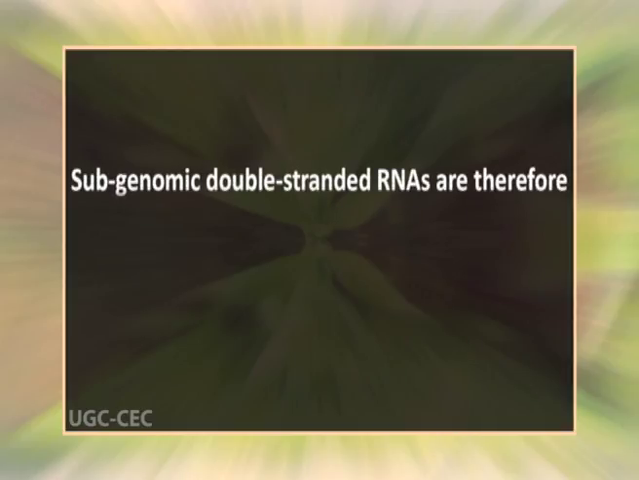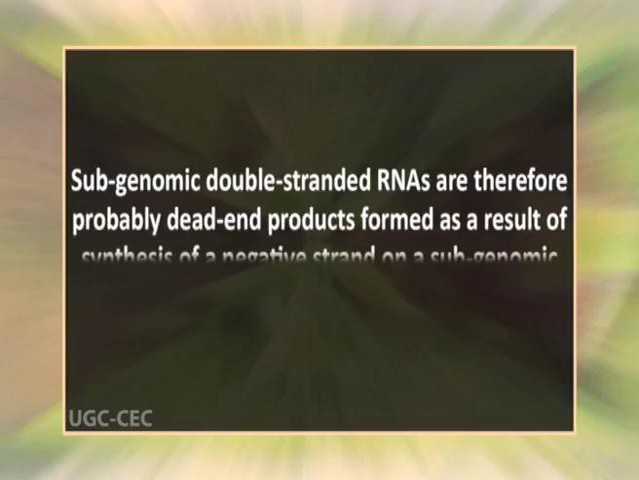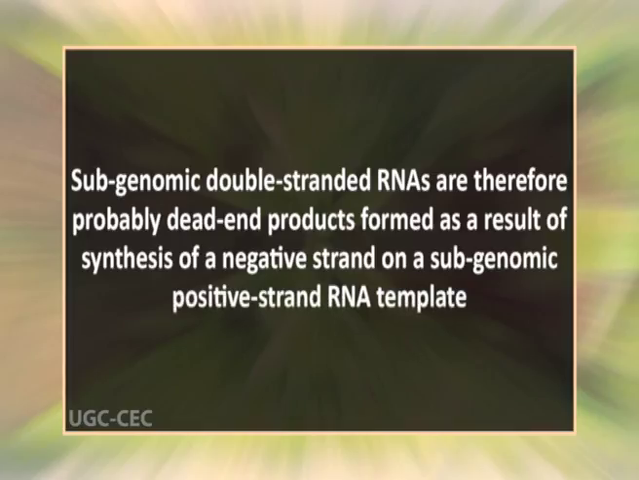Subgenomic double-stranded RNAs are therefore probably dead end products formed as a result of synthesis of a negative strand on a subgenomic positive strand RNA template. Let us know about the movement of tobacco mosaic virus in the infected plant.